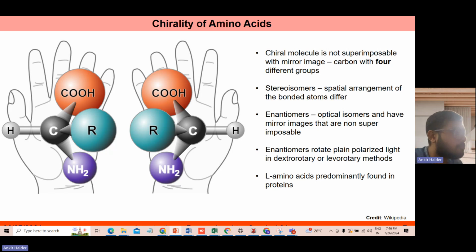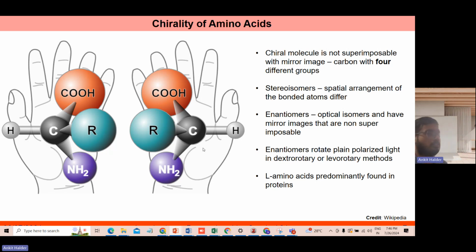So enantiomers are both the same. They have the same molecular formula, function, physical properties, everything, but their mirror images are not superimposable. So what do enantiomers do? Enantiomers rotate plane polarized light in dextrorotatory or levorotatory directions. L amino acids are predominantly found in proteins, which rotate the plane polarized light in the levorotatory, or left hand, direction.